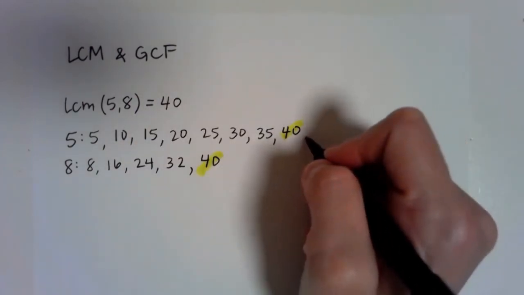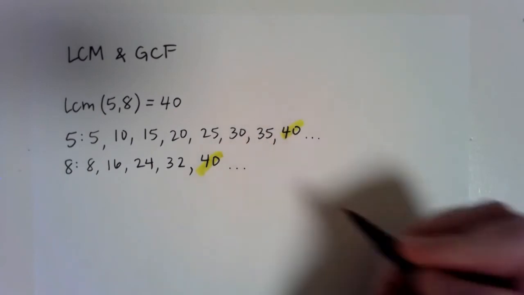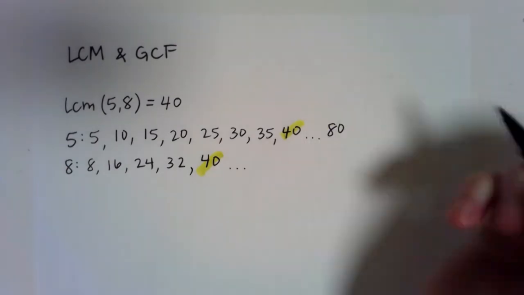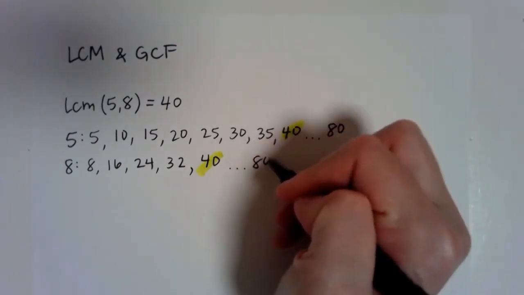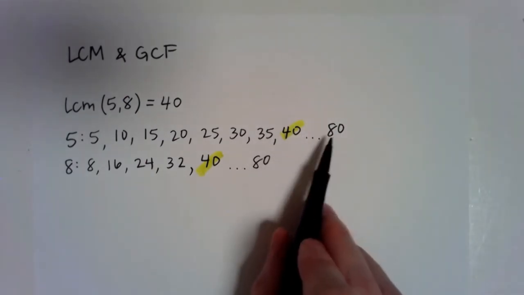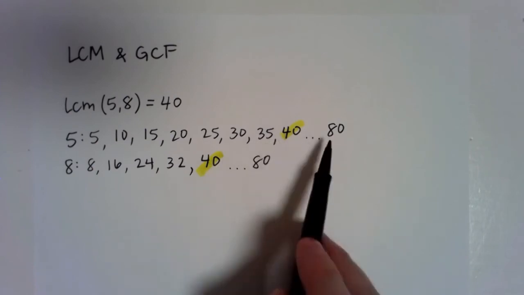Now I could keep going with my multiples of 5, and I could keep going with my multiples of 8 because they do have more common multiples. For example, 80 is a multiple of 5, and 80 is also a multiple of 8, but it is not the least common multiple. 40 is the least common multiple. It's smaller than 80.